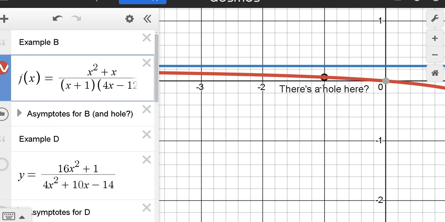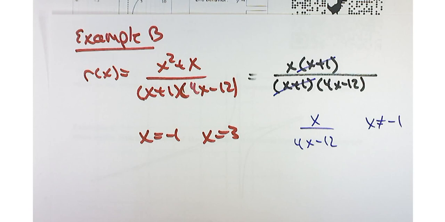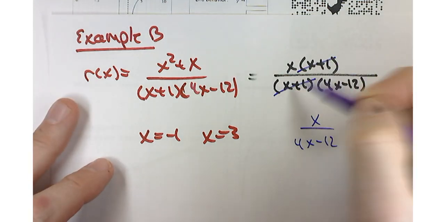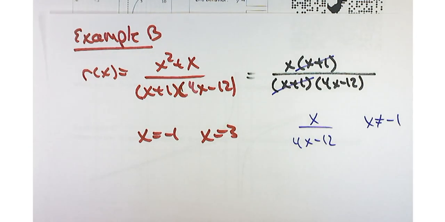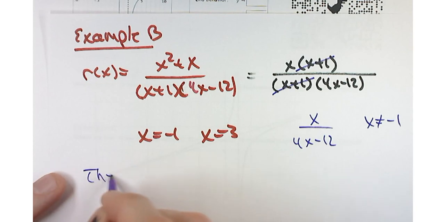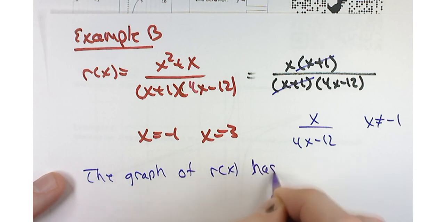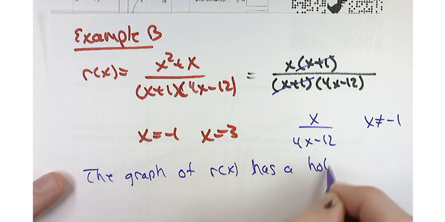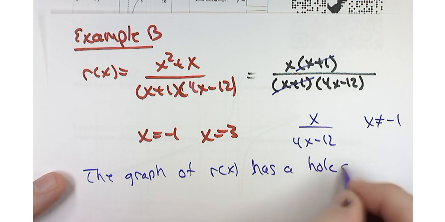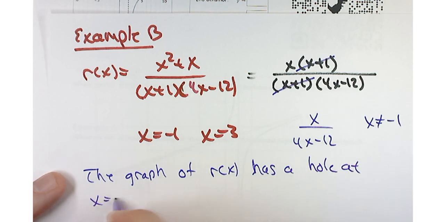But in the off case where you have a term that cancels from numerator to denominator, then the graph has a hole. So the graph of r of x has a hole at x equal -1.